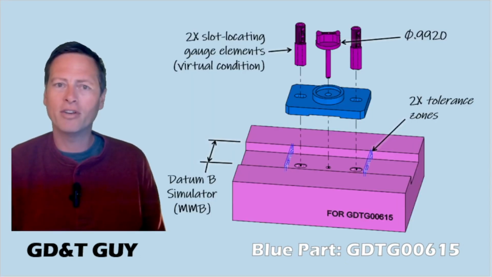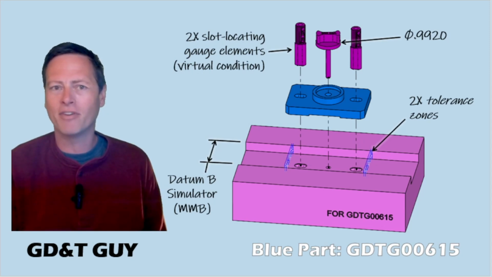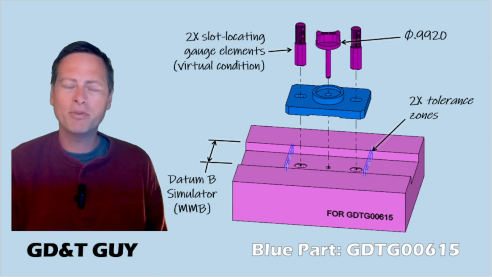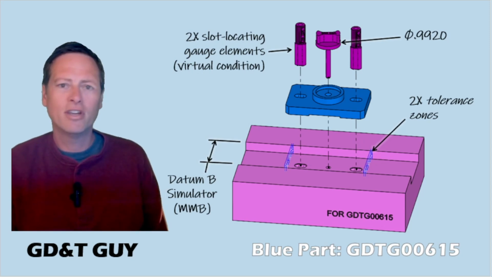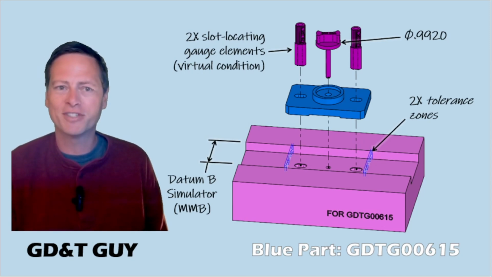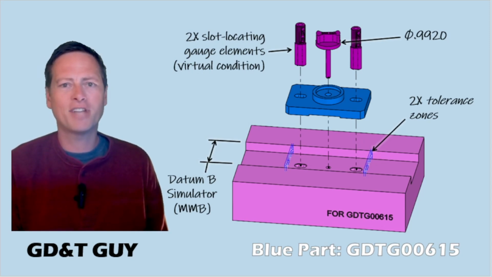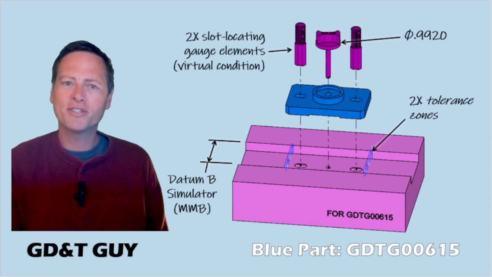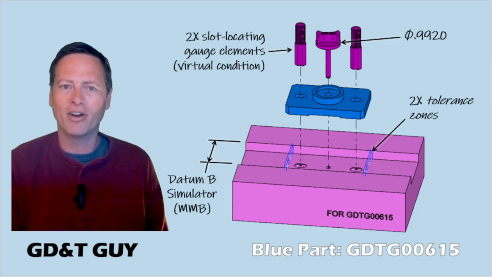And so for this one, what I want out of my gauge is something like this, with the datum B simulator and gauge elements, now some special ones for the slotted holes. Then for the ends, I just have these tolerance zones that represent the profile tolerance. This looks a lot like that LMB gauge from a minute ago, doesn't it? Only now it has an actual outer boundary on both sides.